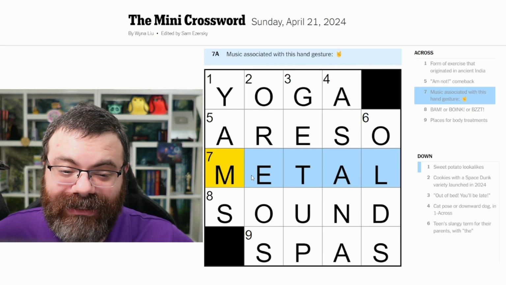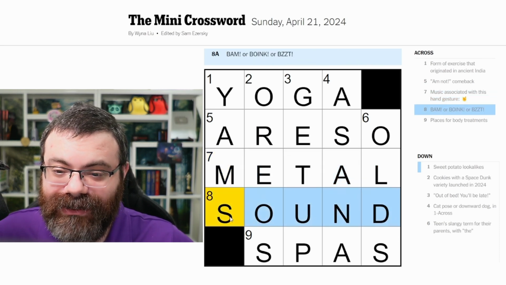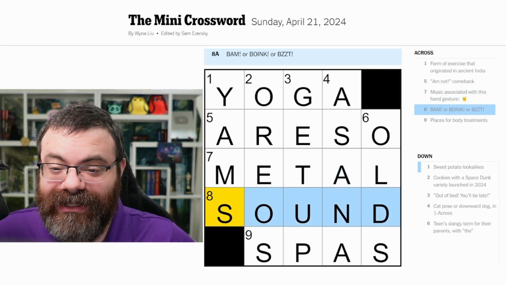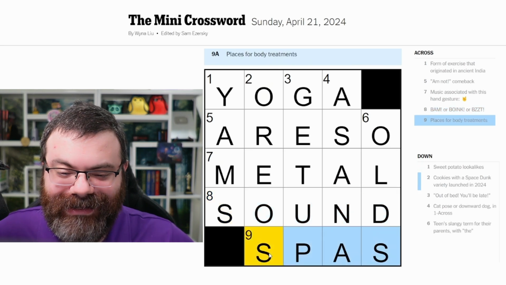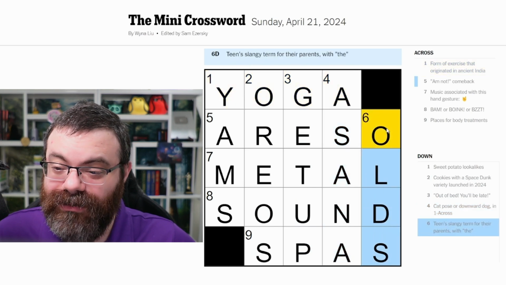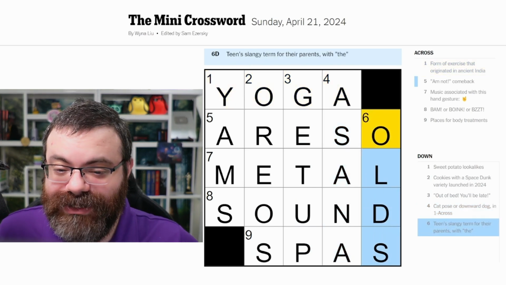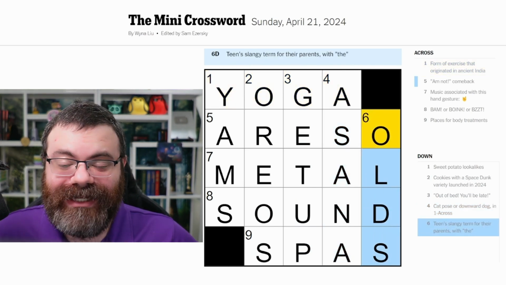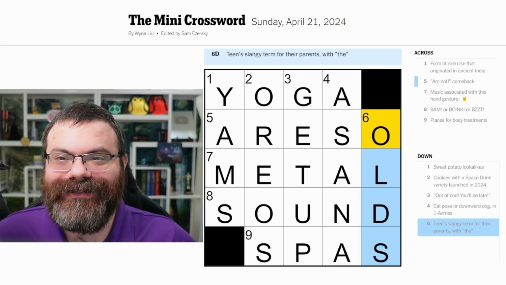Metal. I thought of rock. I didn't think of metal. It makes sense though. These are just sounds. Okay, I was thinking way too specific. And then spas are places for body treatments. This was Oreos, Get Up, Asana, and Olds. That's very mean. The Olds. Tell me if anyone actually says that. That's crazy. All right. Well, how'd you do?